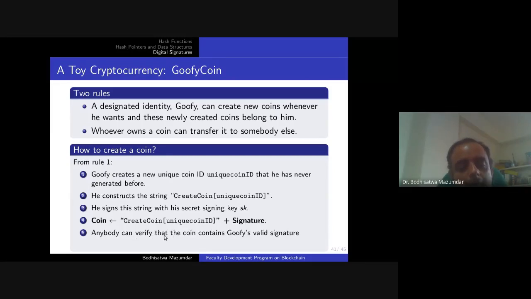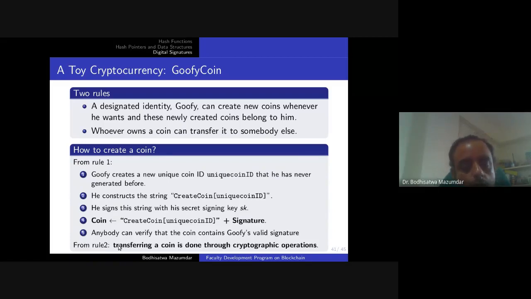Anybody can verify that the coin contains Goopy's valid signature. The signature is generated from the secret key of Goopy, so anybody who wants to validate the signature uses the public key of Goopy. Anybody can use the public key of Goopy to validate that the coin indeed started from Goopy. That means Goopy was the original owner of this coin.